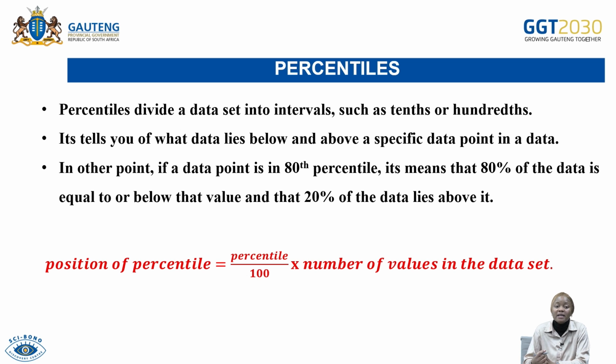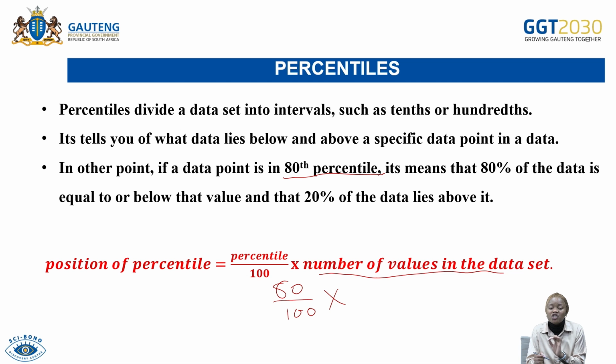So how do you find the position of a percentile? To find the position of a percentile, you'll say percentile all over 100 times the number of values in a data set. So if they say find the 80th percentile, you'll say it's 80 all over 100 times the number of values in your data set. Then you'll get the position of the percentile. This equation doesn't give you the percentile, it gives you the position of the percentile.